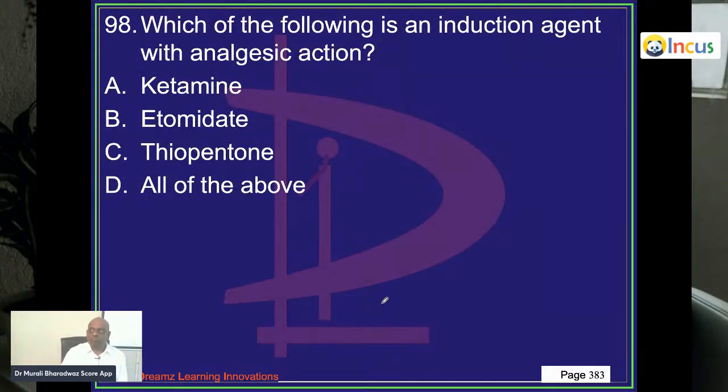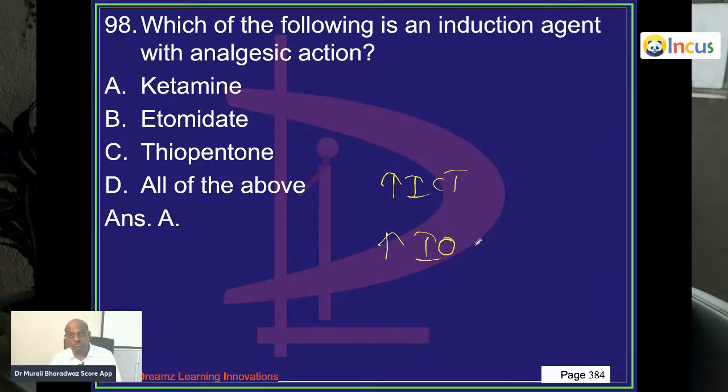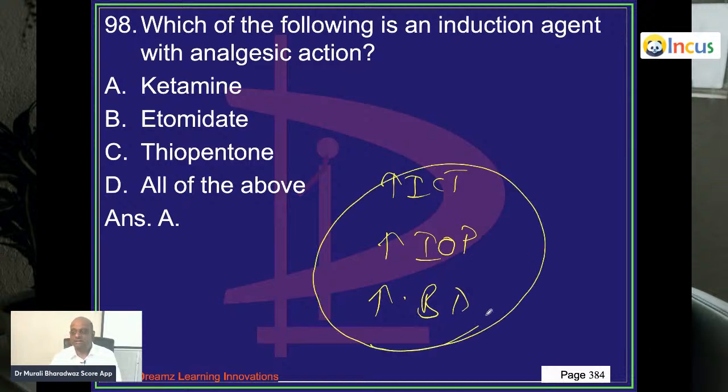Then, which induction agent has an analgesic action? Ketamine. And remember about ketamine. Ketamine raises intracranial tension. Ketamine raises intraocular pressure. Ketamine raises the blood pressure. Ketamine leads to dissociative anesthesia. So before you go to the exam, if I ask you about every anesthetic, 10 points, ting, ting, ting, ting, like a parrot, you have to answer.